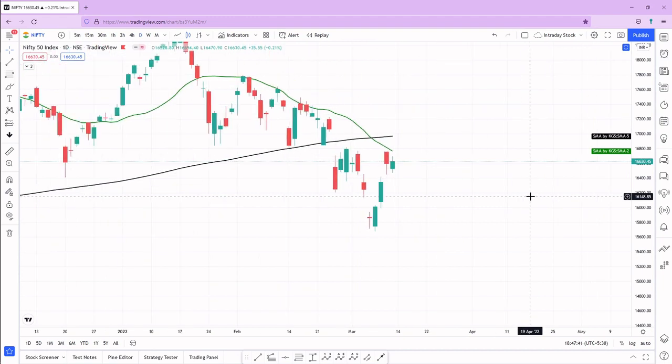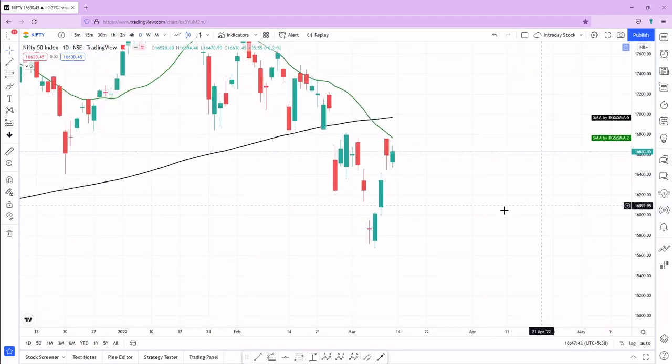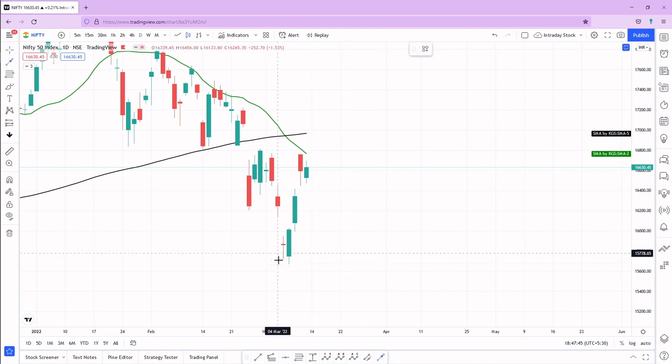Now what you guys need to do, first of all, the first condition: the candle must close above the 20 SMA and 200 SMA. So the first condition is met. After that, mark the high. After that, wait for the 20 SMA to cross above the 200 SMA.